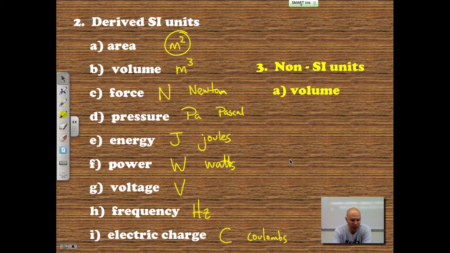We have volume. Volume in a non-SI unit is in liters. The next non-SI that we're going to see very commonly in here is temperature, of course, in degrees Celsius. Pressure is in two different units. We can see that in atmospheres or mmHg. mmHg stands for millimeters of mercury, and again, those are two non-SI units that we're going to see commonly for pressure.